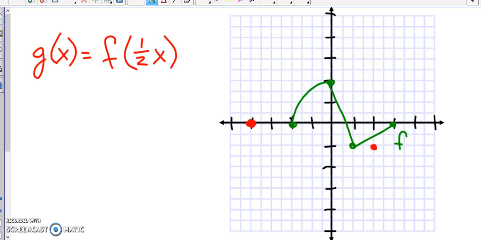This point right here originally had an x of 3. What's its new x going to be? 6. So somewhere over here. And notice that the point that had the x of 0, half of 0 is still 0, so that's going to stay put. So this is g. So notice that g isn't any taller, it's wider. And it's twice as wide.